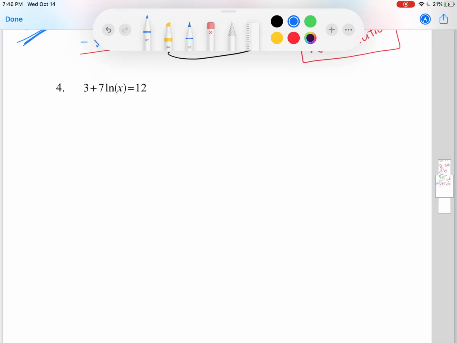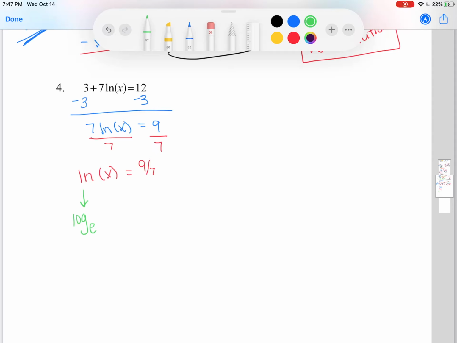So if you want to move ahead, go ahead and pause and try it on your own. And here we go. I'm going to subtract a 3 first. And you're left with 7 natural log x equals 9. And then we want to also get rid of that 7. So we're going to divide everything by 7. And we're left with natural log x equals 9 divided by 7. I haven't converted yet, but now I have a perfect natural log there. That's really nice for me.